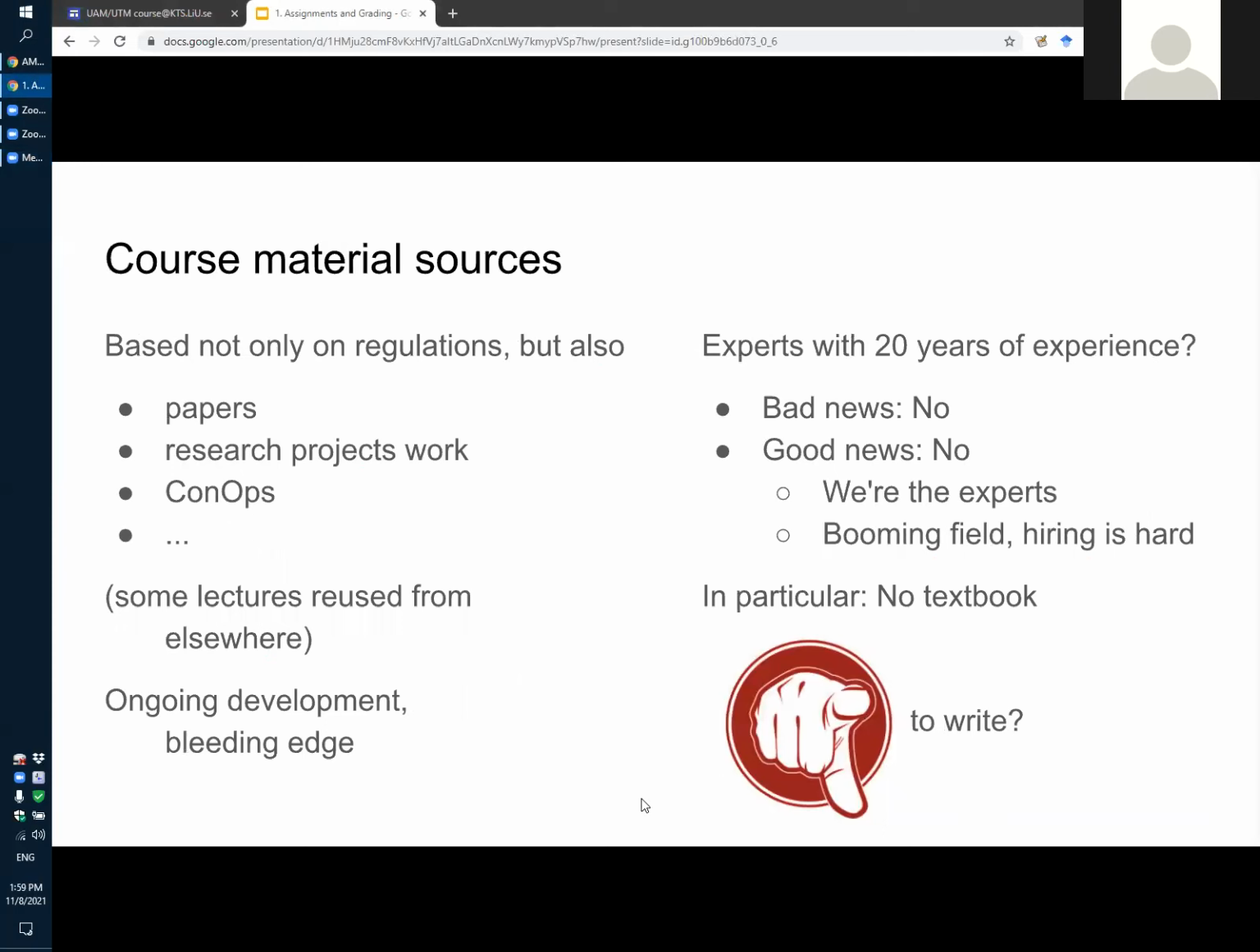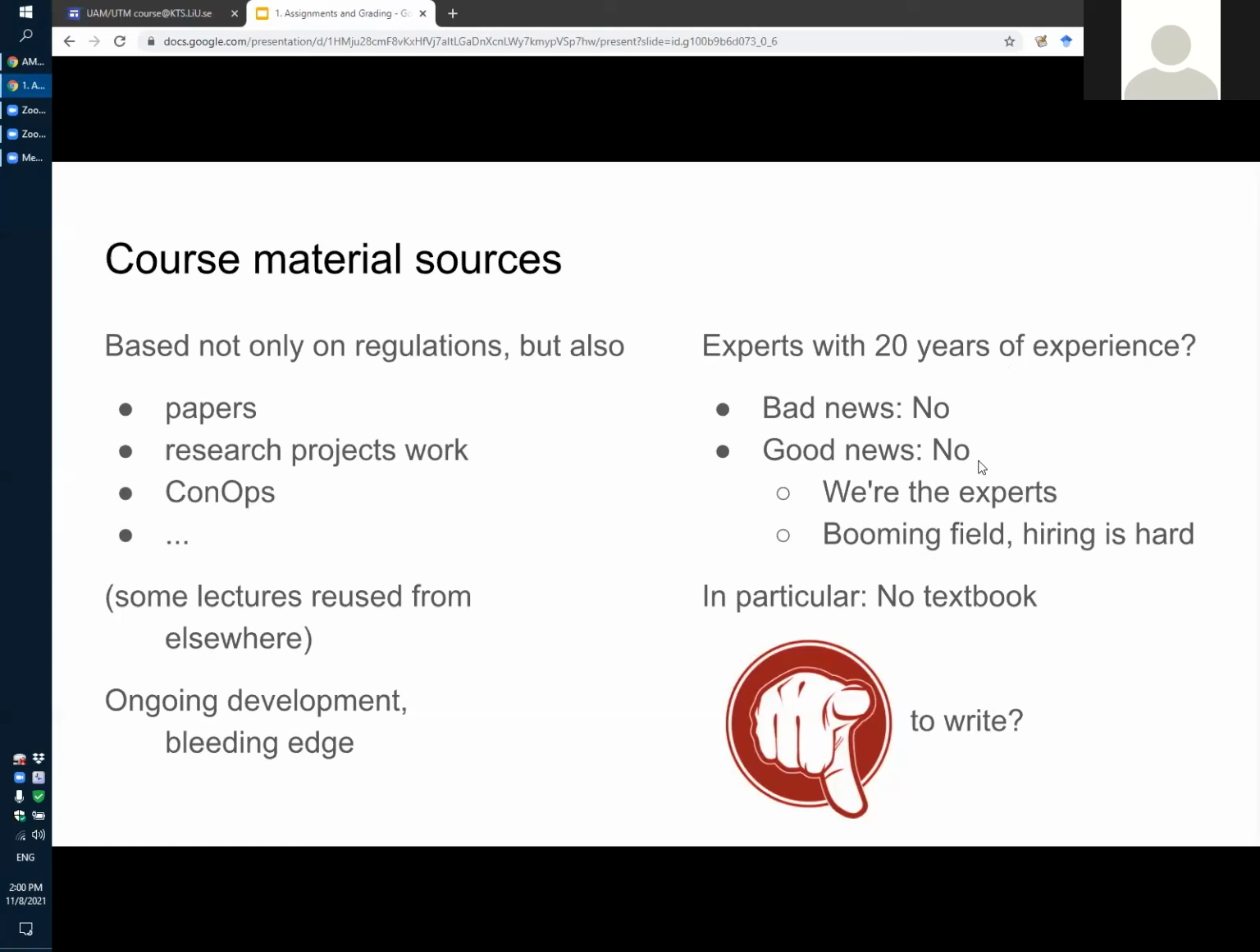And just the last slide about the sources for this course. Well, it's not only based on regulations. I also look at research papers, and more generally, I will reuse some of the slides and videos from work in other projects. Concepts of operations, not so much, they're kind of superseded by regulations, but still I will refer to them. So I'm reusing lectures from various places in the world, including my own. That's an ongoing development. There are no experts with 20 years of experience in UTM, which is actually good news, because we are growing to be the experts, and it's really a booming field.